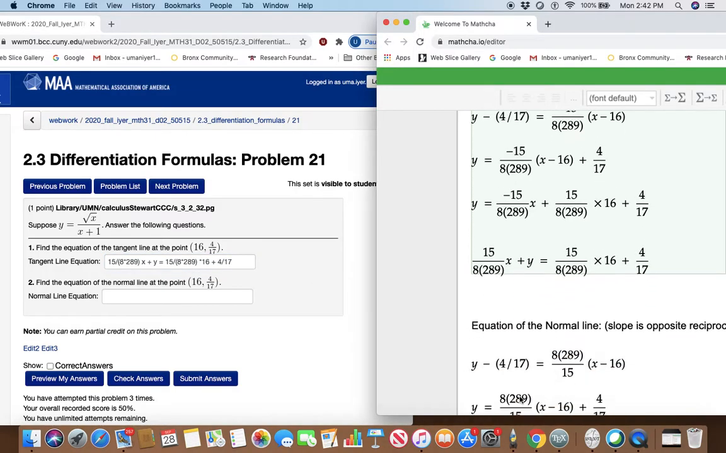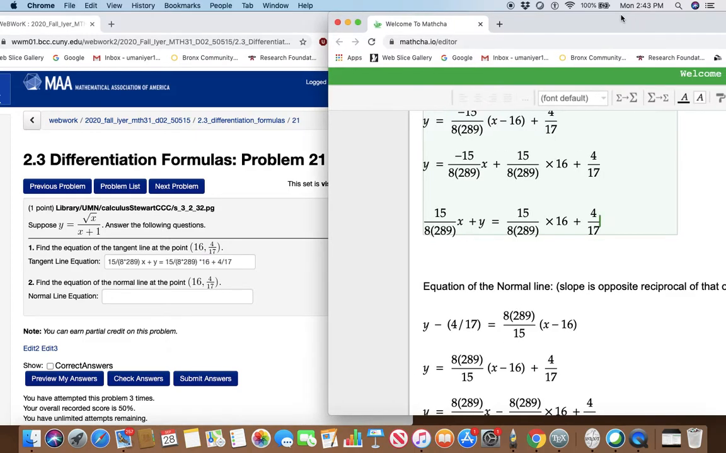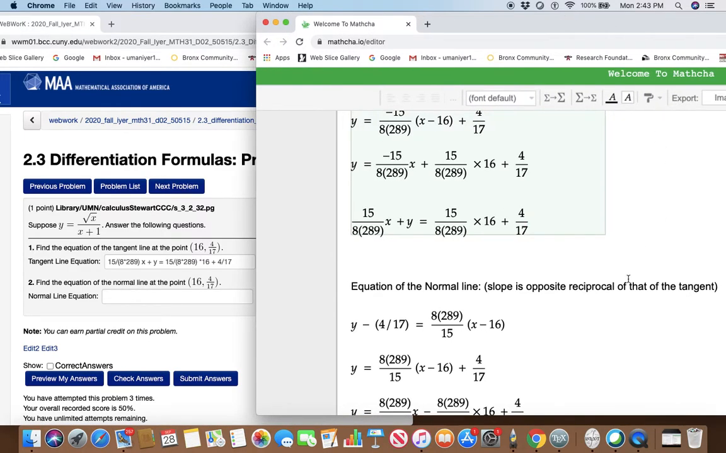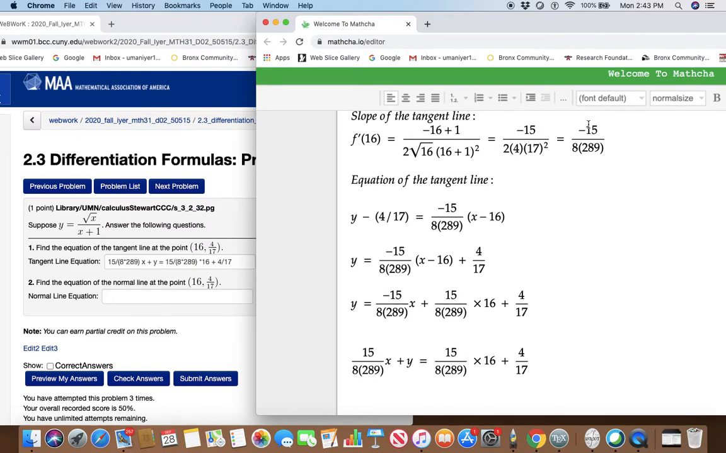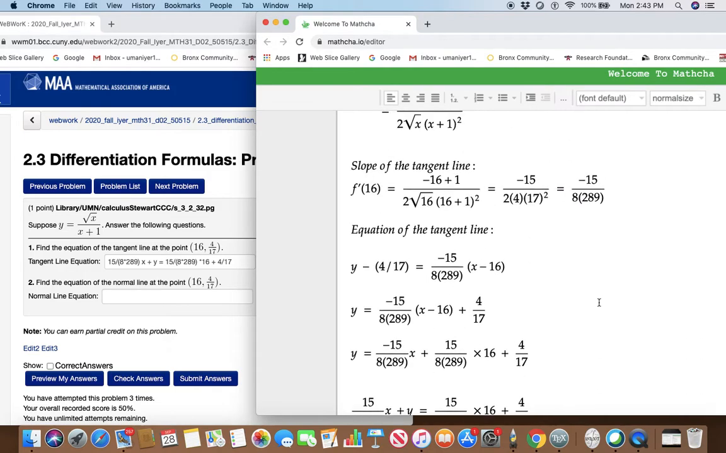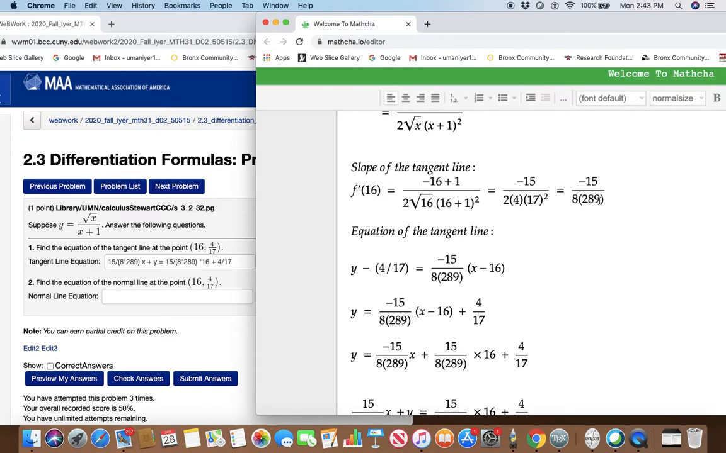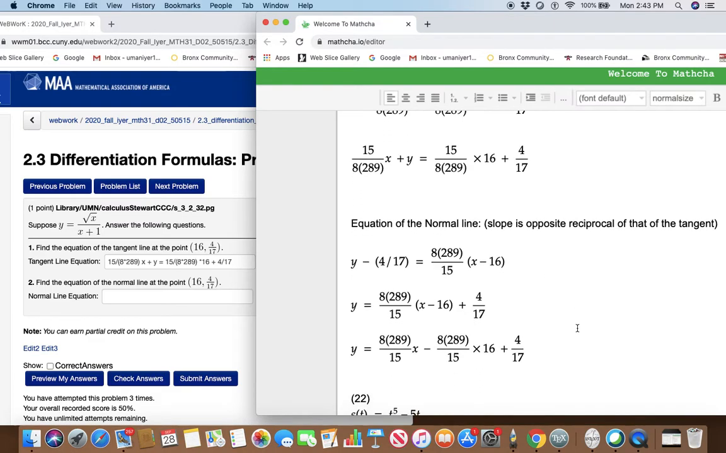For the normal line, what's the difference between tangent and normal line? The normal line is perpendicular to the tangent line. In other words, the slope of the normal line will be the opposite reciprocal of the slope of the tangent line. So instead of negative 15 over all this, it will be positive all this over 15. Everything else continues to be the same. y minus the y coordinate equals the slope of the normal line times x minus the x coordinate.